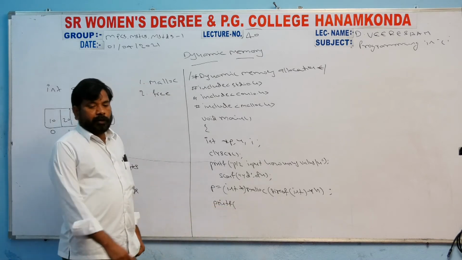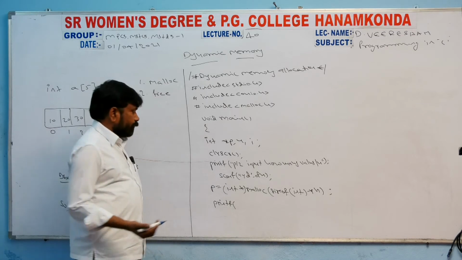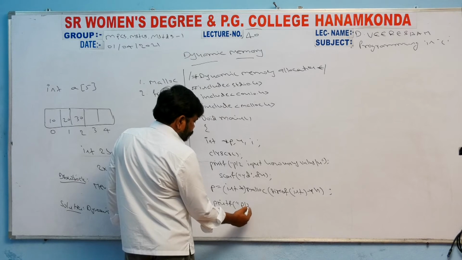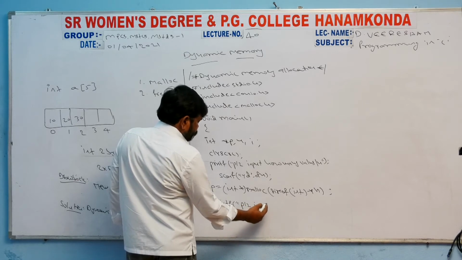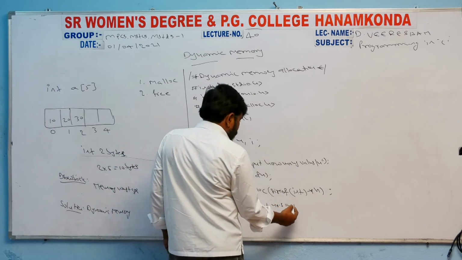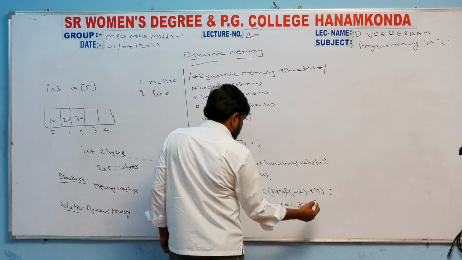So now we have to input the numbers. We don't know how many values are going to be input. So for that you have to write printf, please input numbers is equal to percentage d, comma, I am taking n.